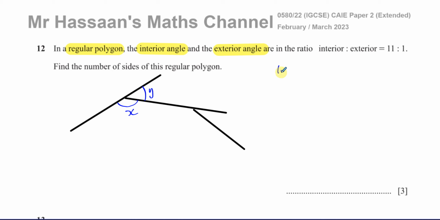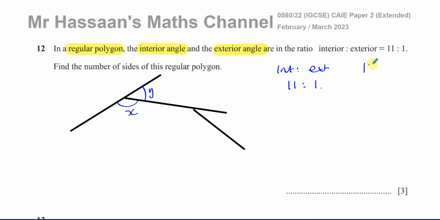So we know that the ratio of the interior angle to the exterior angle is 11:1. And I know that the sum of the exterior and interior angles is 180 because they form a straight line. The interior and exterior angle always form a straight line. So we know that these two angles add up to 180. So basically these two angles share 180 in the ratio 11:1.